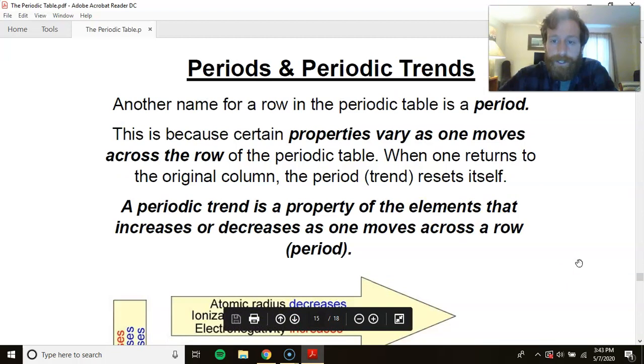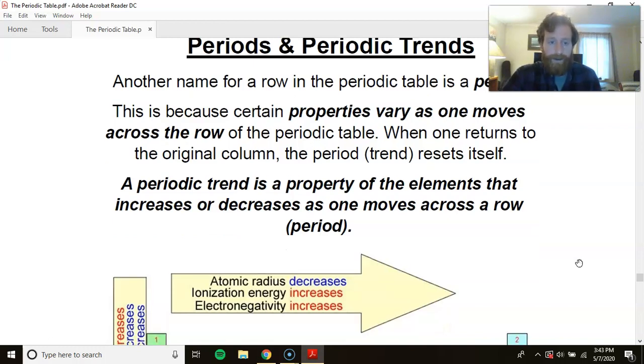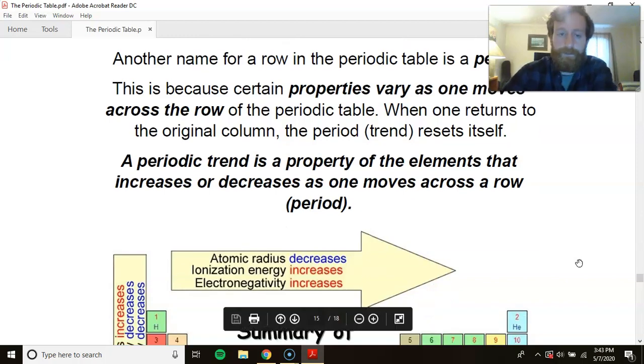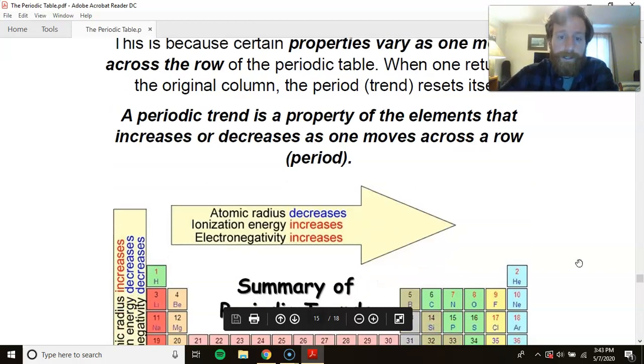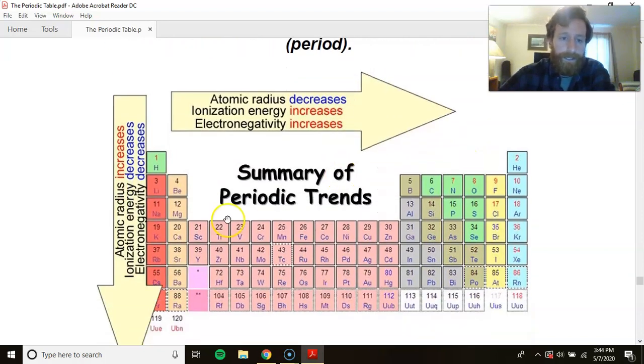This is because certain properties vary as one moves across the row of the periodic table. And then when one returns to that original column, say the first column, the trend, the period, resets itself. So period is something that happens every so often. And so here we see trends that are happening with every row. And that is where the periodic table, of course, gets its name from. So a periodic trend is a property of the elements that increases or decreases as one moves across a row, period. And here are some periodic trends, and we will run through these quickly.